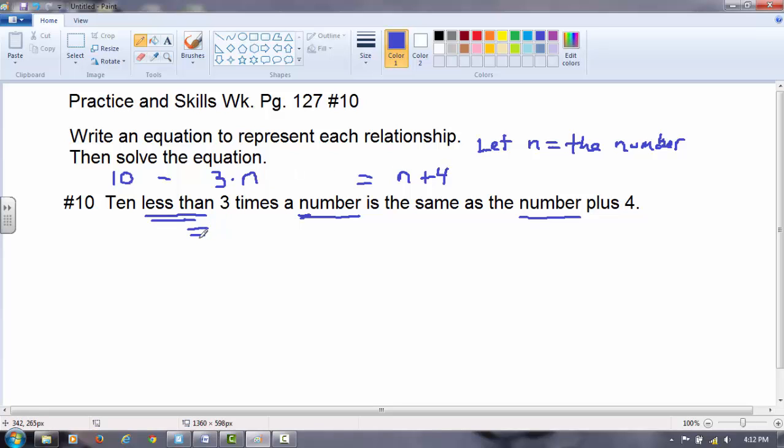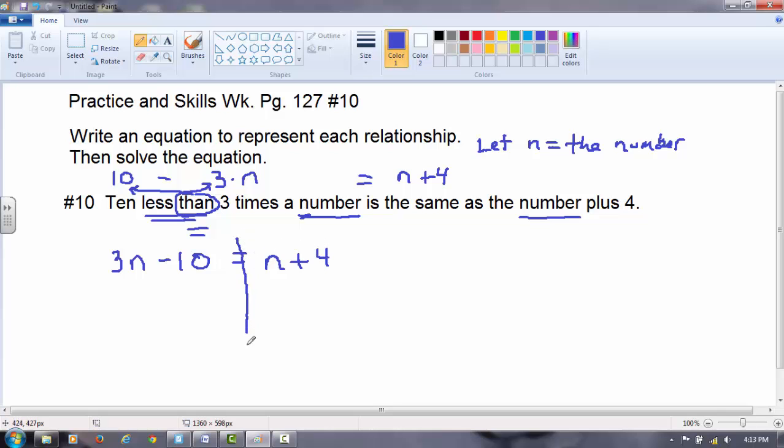Okay, almost got it except for this word over here, this than word. When you have an expression or an equation that has the word less than or more than, you have to switch the two parts. So we're going to switch the 10 and the 3 n. I'm going to rewrite it below with the switching already done. So 3n minus 10 equals n plus 4. So now we have it written down. So our next thing is we've got to go ahead and solve it.